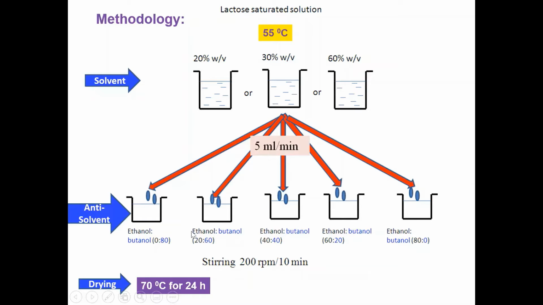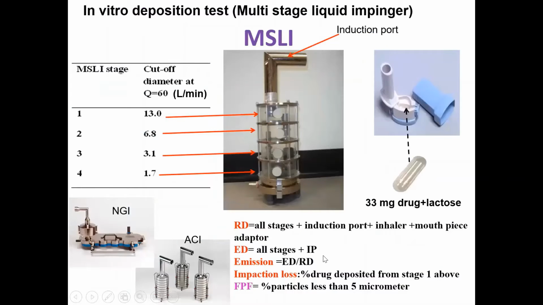And we use binary mixtures of these two anti-solvent systems to tune the surface of lactose particles. You collect your lactose particles and dry them at 70 degrees for 24 hours. And what we did later on, you mix the fractions of particles how you want with drug, put into the capsule, and use one of these deposition equipment like MSLI, NGI, or ACI to do deposition studies and calculate recovered dose, emitted dose, emission, impaction loss, and fine particle fractions.